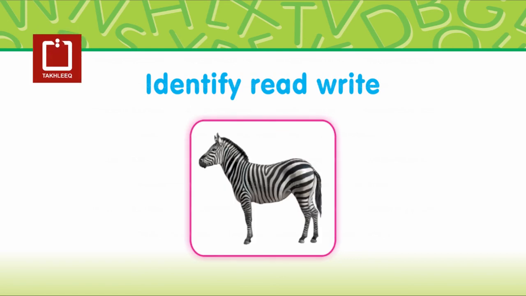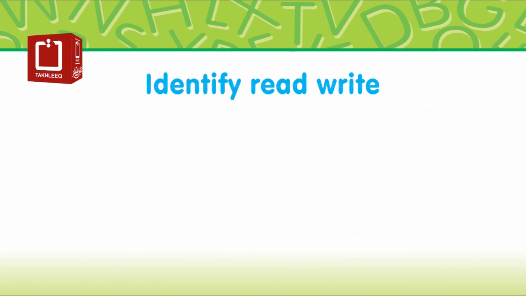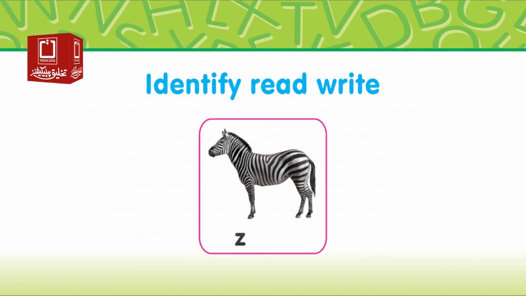We see here the picture of a zebra. Now we say the spellings of zebra. Z E B R A, zebra. So we write Z E B R A on lines.